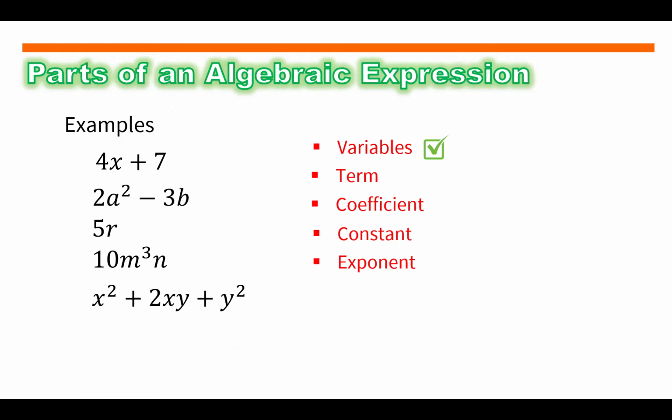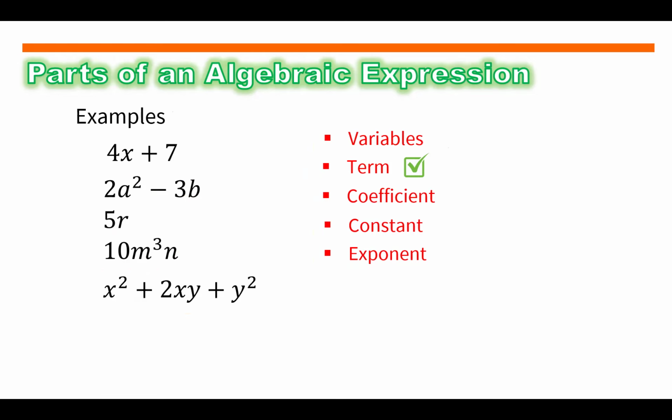Let's begin with variables. In our example, 4x plus 7, the letter x is what we call the variable. In the algebraic expression 2a squared minus 3b, a and b are variables also. In example number 3, 5r, r is our variable. In example number 4, 10m cubed n, we have two variables, m and n. In the expression x squared plus 2xy plus y squared, we also have two variables, x and y.